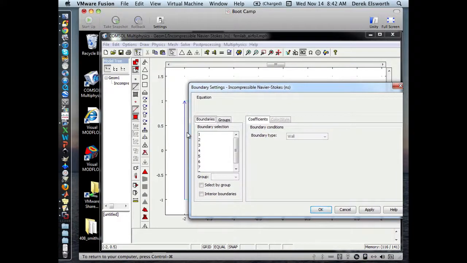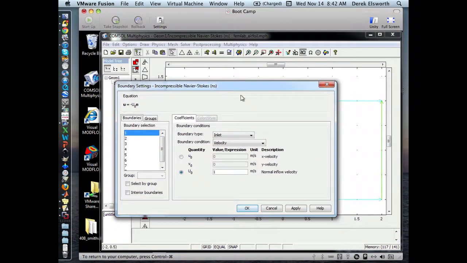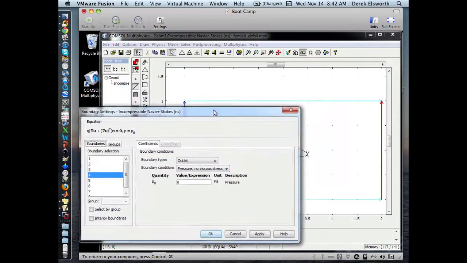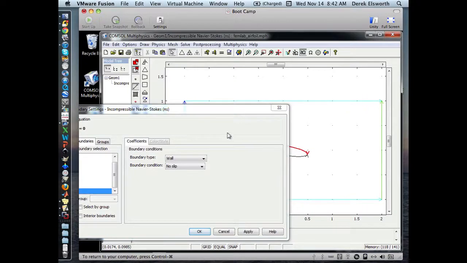It allows us to put in boundary conditions. On this upstream boundary, where fluid is going in, we have a velocity that comes in across that boundary, which is 1 meter a second. And we have a boundary condition as it goes out of the system of a prescribed pressure, which is just 0 ambient pressure. And we have boundary conditions on the surface of this airfoil, which would be no slip.